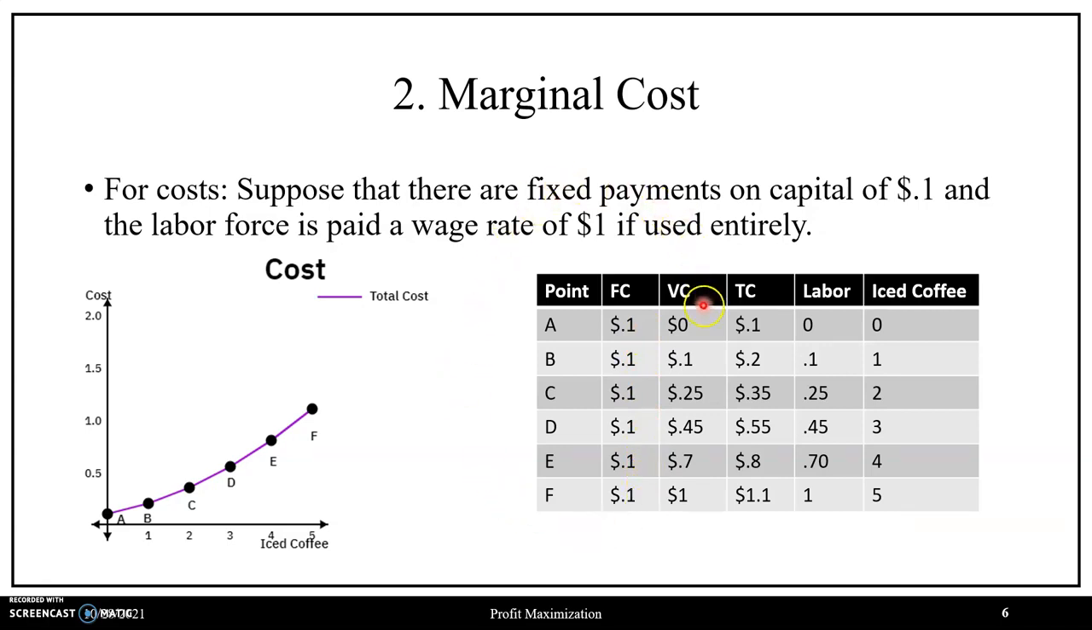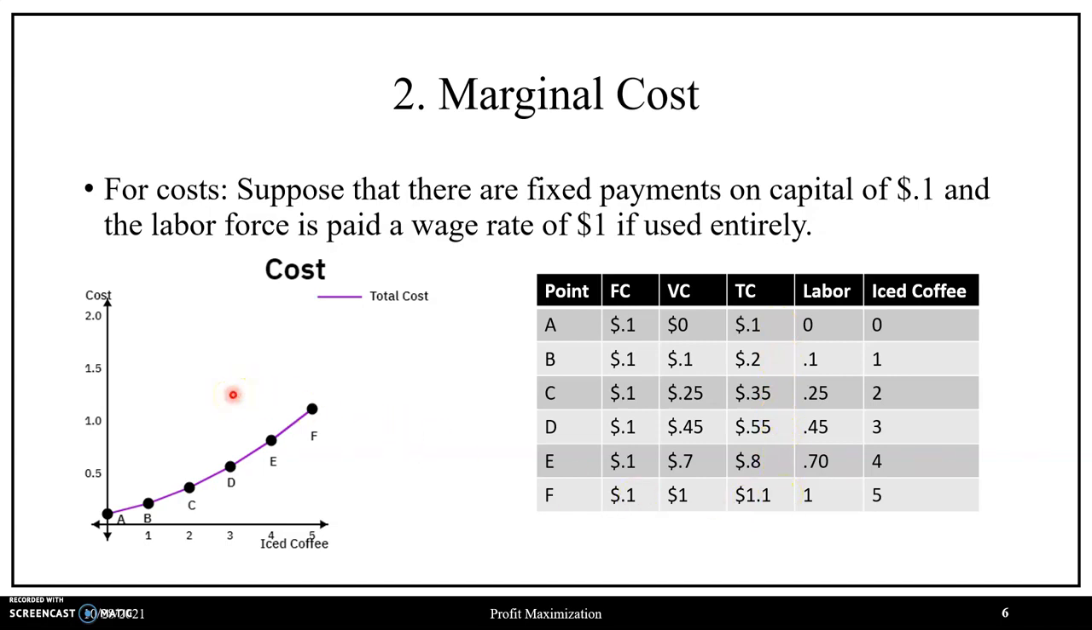Proceeding to variable costs, this will correspond to our wage rate, which we know is $1 if 100% of our labor force is being used. Our variable cost will be scaling our wage rate of $1 by the amount of labor being used at each point, such that variable cost will vary between $0 and $1. Summing our fixed and variable cost components together, we can generate total cost for points A through F, where we see that total cost varies from 10 cents all the way to $1.10.